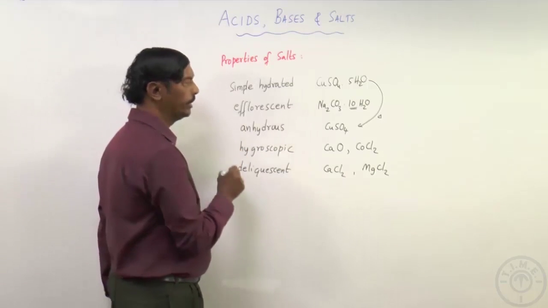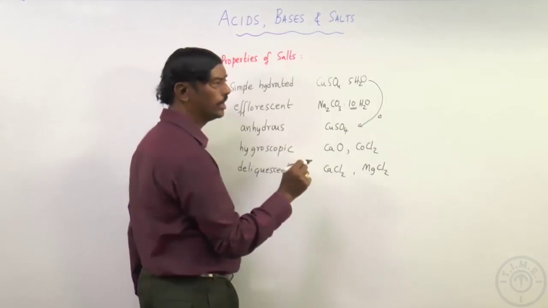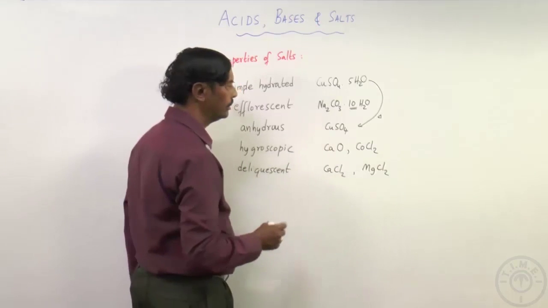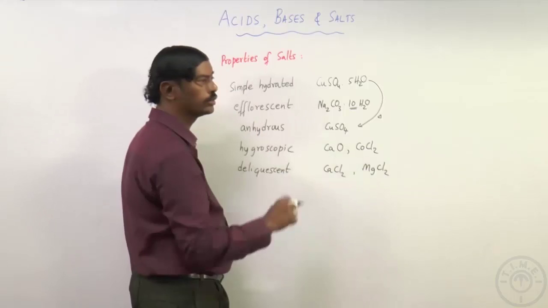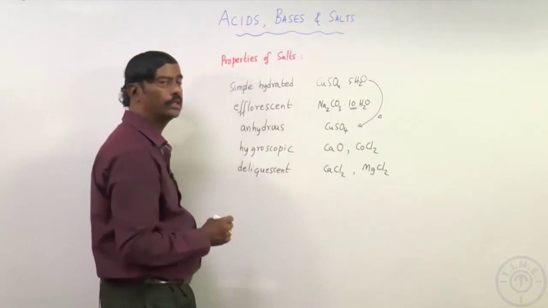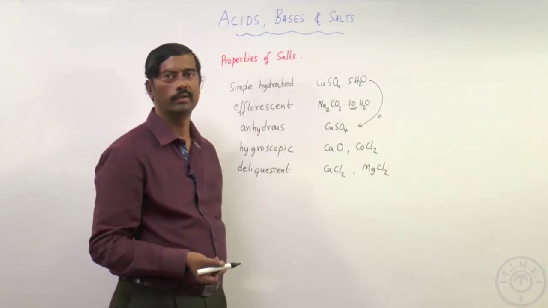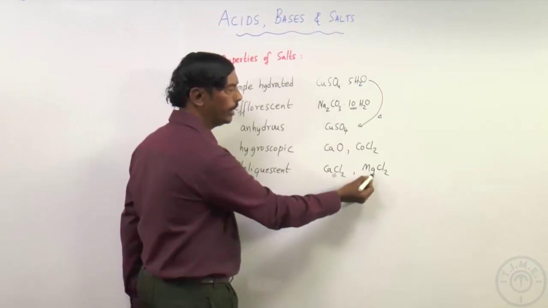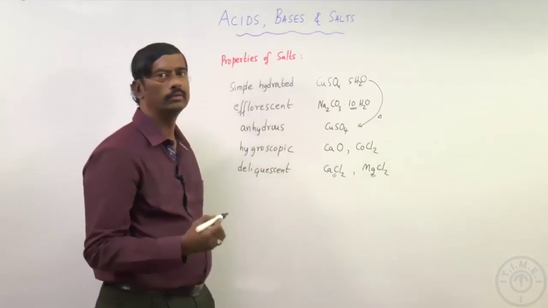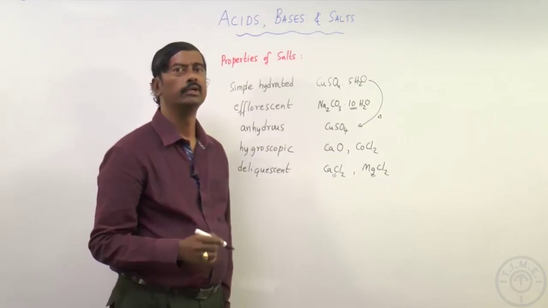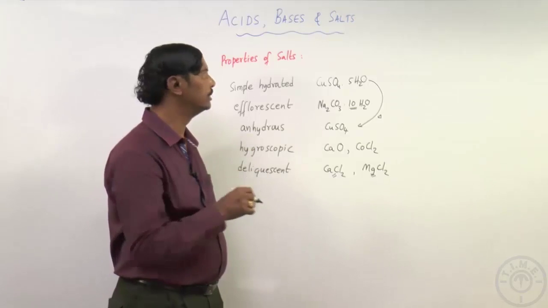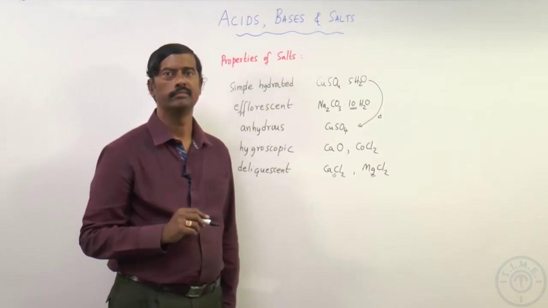And hygroscopic, absorbing the moisture but not turning into liquid: calcium oxide or cobalt chloride will simply absorb the moisture and still remain in the solid form. Whereas deliquescent is going to turn into liquid, means will get wet. For example, calcium chloride, magnesium chloride will turn into liquid. So that way we have salt and its association with water in different ways.